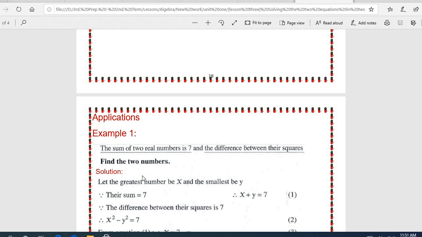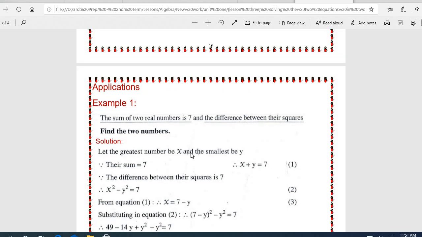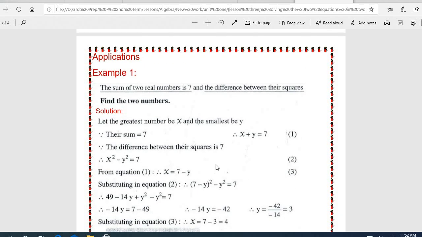Some applications for this lesson. Example 1. If the sum of two real numbers is 7 and the difference between their squares is 7, find the two numbers. Let the greatest number be x and the smallest be y. The sum of the two numbers is 7, which means that x plus y equals 7. And the difference between the two squares also is 7: x squared minus y squared equals 7.